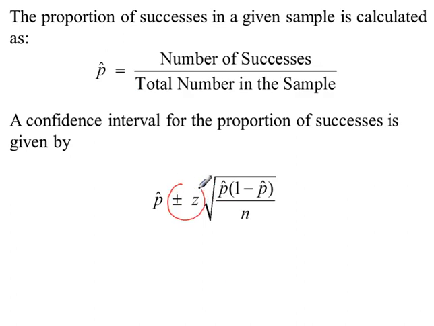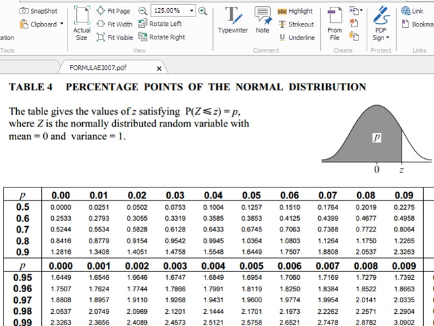And this plus or minus Z is from the tables. And it's obviously the normal distribution.